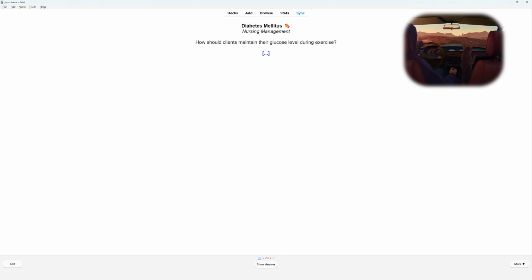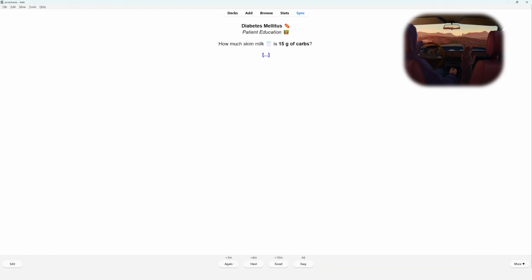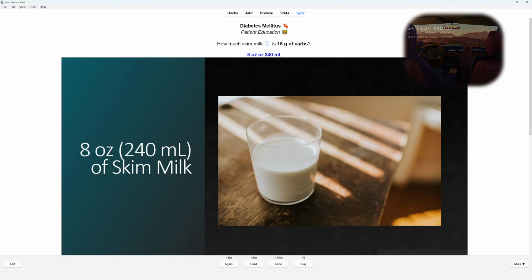How should clients maintain their glucose level during exercise? Just between 100 and 250, no ketones. Oh, that's for type 1. Keep glucose between 80 and 250, okay. 8 ounces of skim milk. Finally, good.